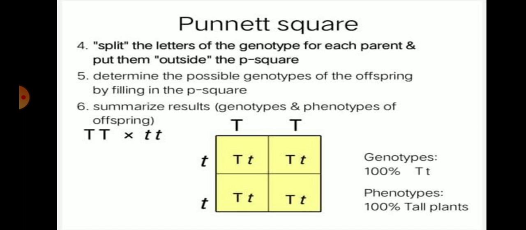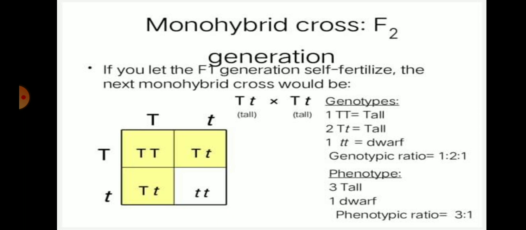So, summarizing the genotype and phenotype of the offspring: the genotype is capital T small t, and the phenotype of all plants is tall, because each genotype contains one capital T, which represents the dominant characteristic, tall height. So all the plants of the F1 generation are tall plants with the genotype capital T small t. Now let's do the monohybrid cross for the F2 generation. If you let the F1 generation self-fertilize, the next monohybrid cross would be as follows.